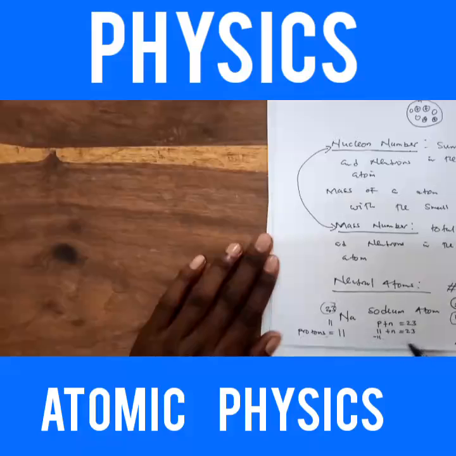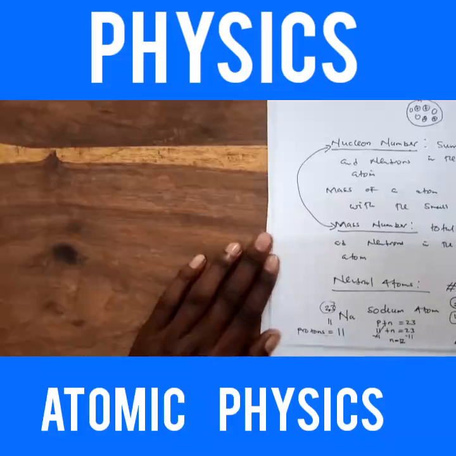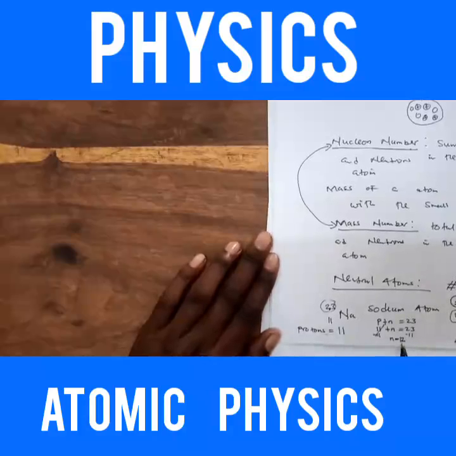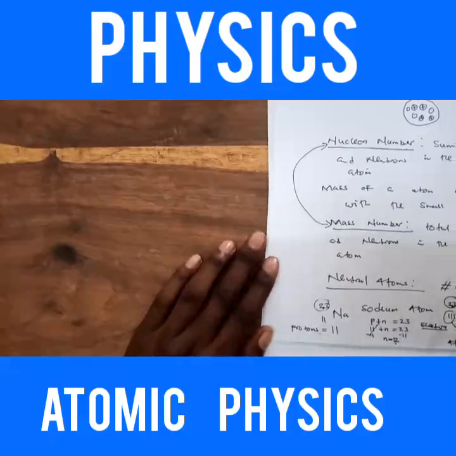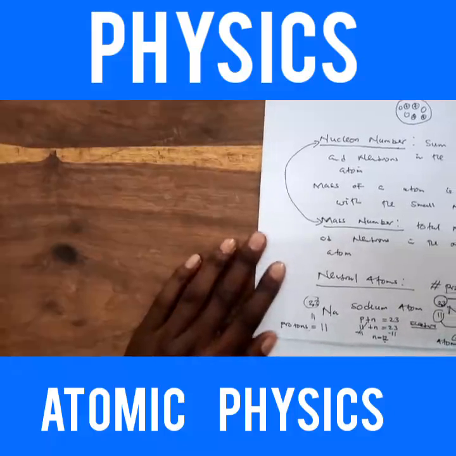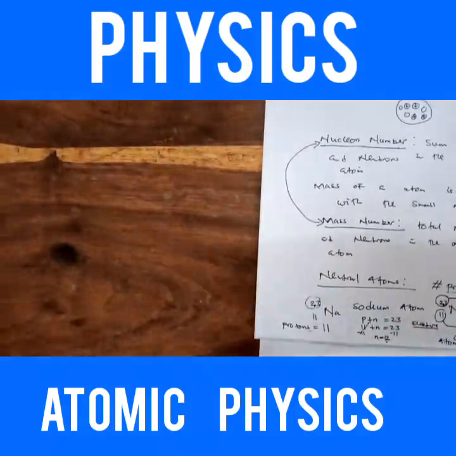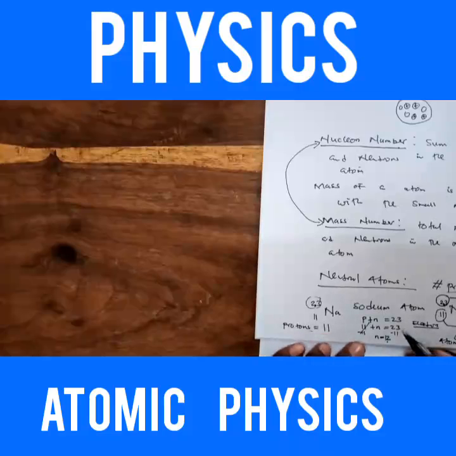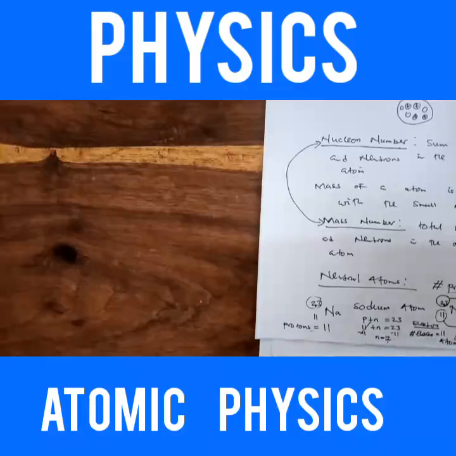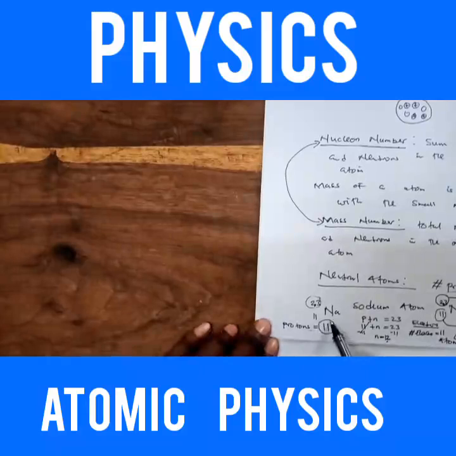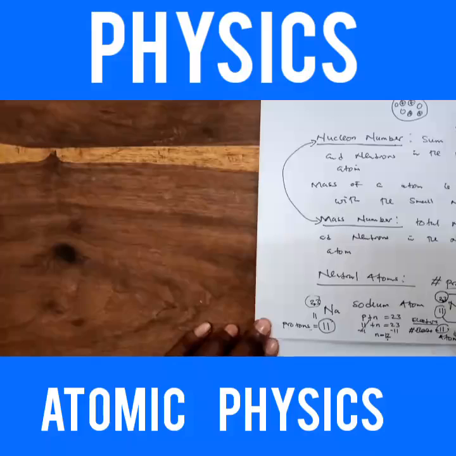So I'll subtract 11 on both sides, so these will go. So 23 minus 11 is 12. So the number of neutrons in an atom of sodium is 12. What about the number of electrons? If an atom is neutral, we said the number of protons should be equal to the number of electrons. So for a neutral atom, the number of protons and electrons must be the same. So an atom of sodium has 11 electrons, simply because we have 11 protons, it implies that we have 11 electrons in this particular atom.